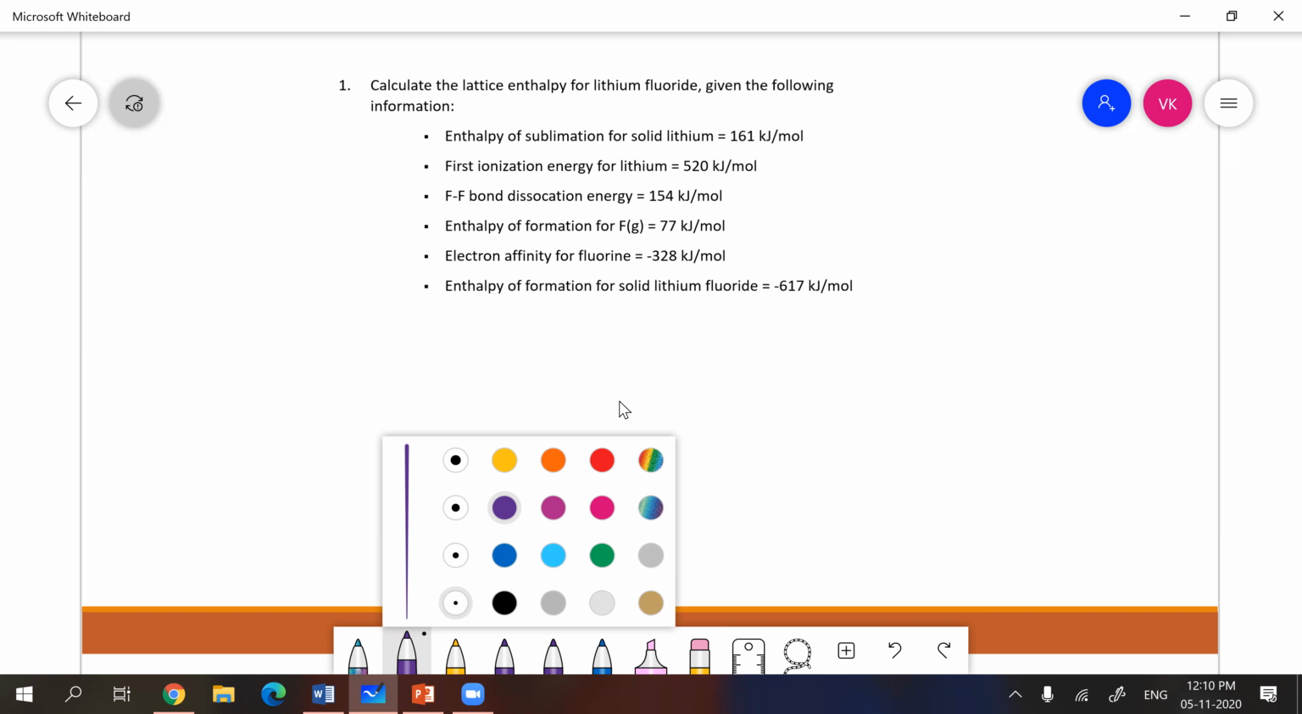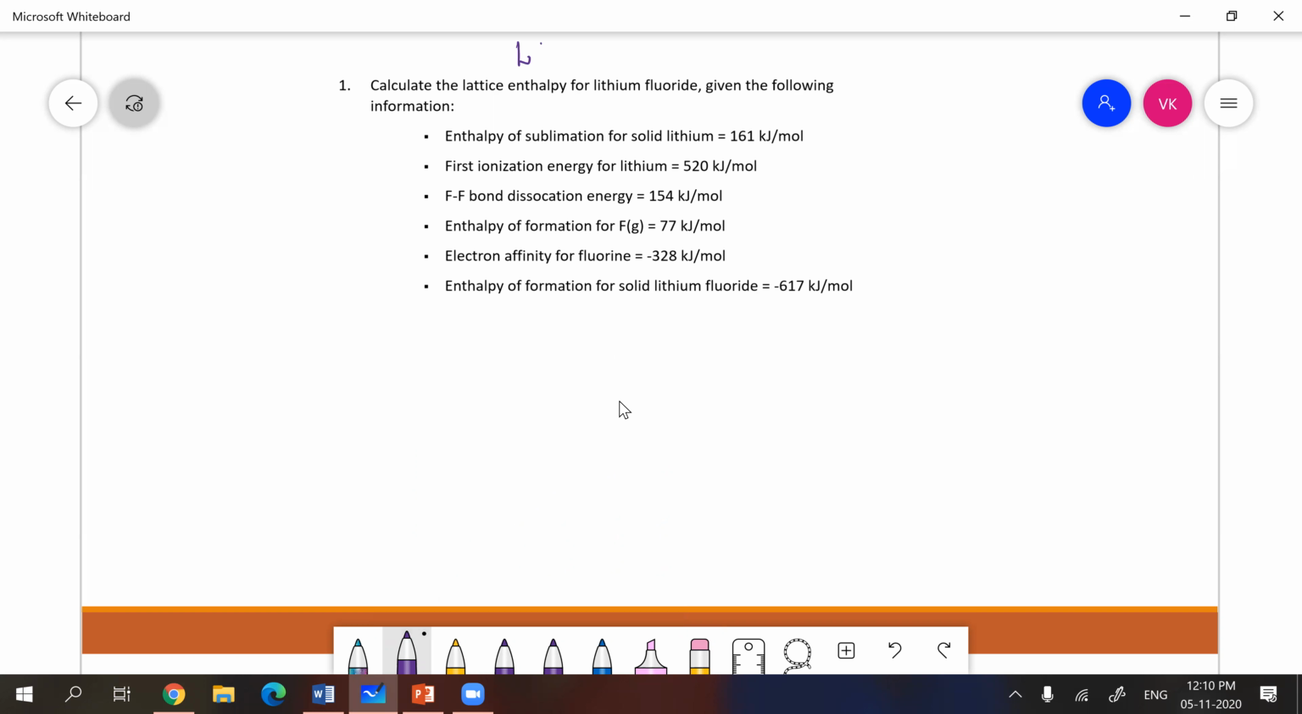Okay, now let's start. So what we are doing here is calculation of lattice energy with the help of Born-Haber cycle. Why are we using Born-Haber cycle? Why can't we calculate lattice energy directly? Do we have any method for that? No, we don't have any method for calculation of lattice energy directly. That's the reason why we use Born-Haber cycle.